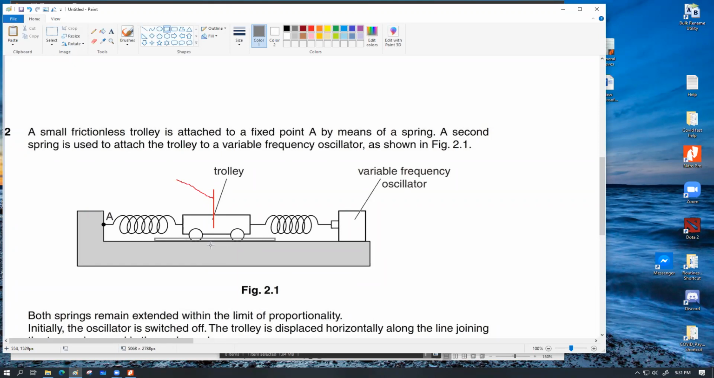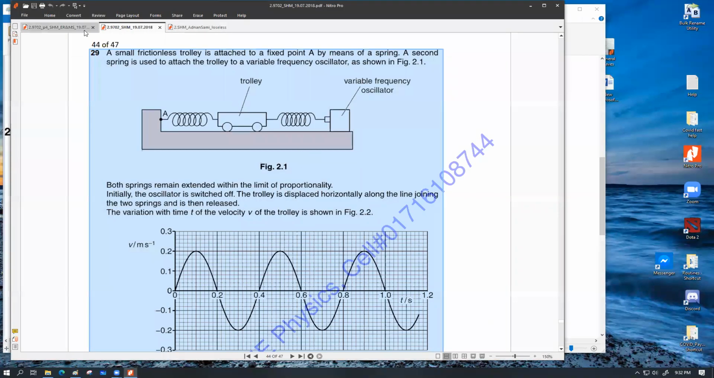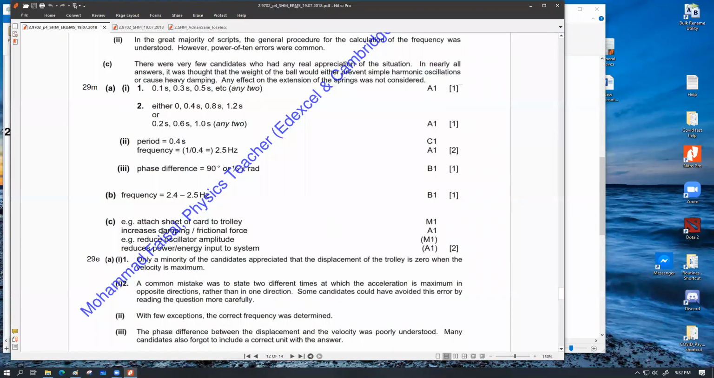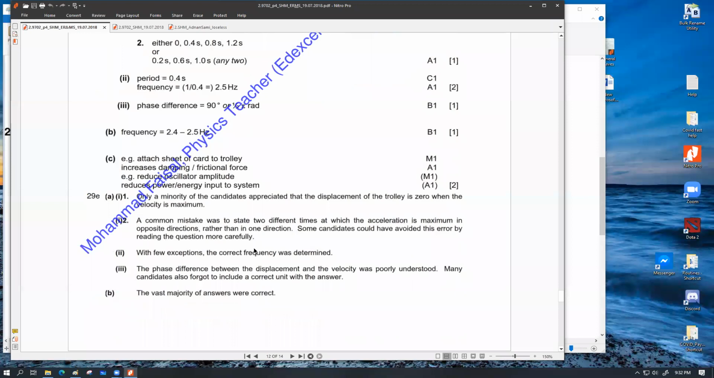You can be creative. So let's have a look at the mark scheme and see what kind of answers they expect. Example: attach sheet of card to trolley, increase damping of frictional force. Example: reduce the oscillator amplitude or reduce power or energy input to the system. Okay, they didn't say anything about changing this figure.